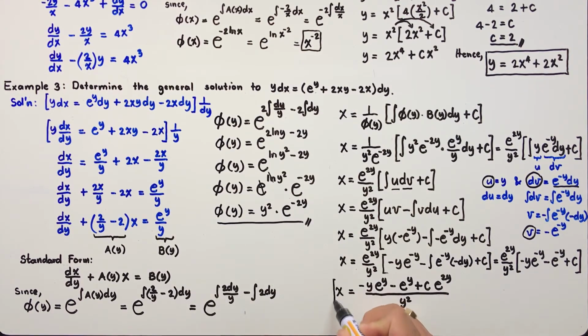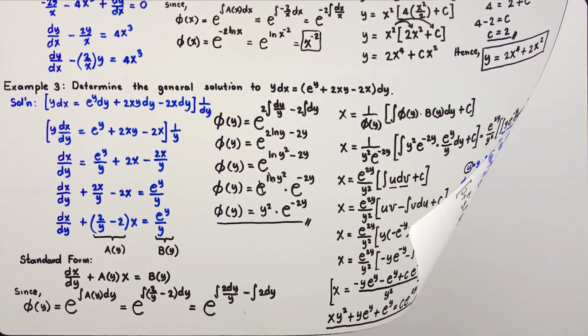And multiplying both sides of the equation by y squared, this y squared will be cancelled by this one, but this y squared will be multiplied to x. So we have x y squared plus y e to the power y plus e to the power y, which is equal to c e to the power 2y. And you notice that these two terms are positive because we are moving these two terms to the left side of the equation. And this is our answer to this example number 3.